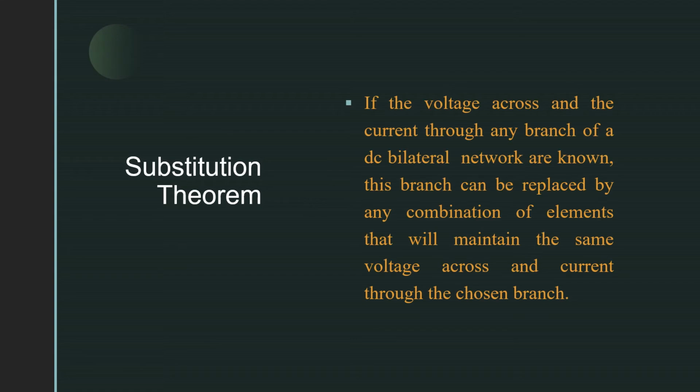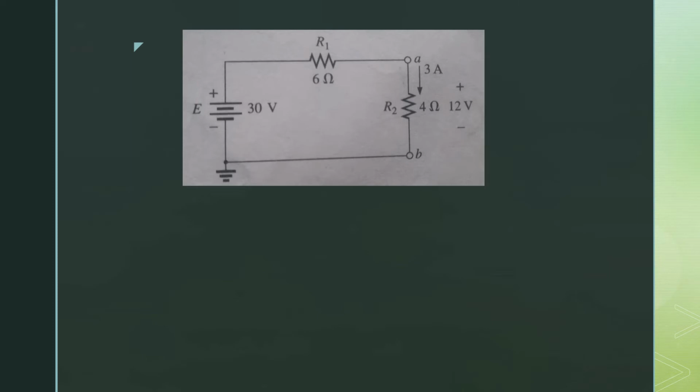Substitution theorem states that if the voltage across and the current through any branch of a DC bilateral network are known, this branch can be replaced by any combination of elements that will maintain the same voltage across and the current through the chosen branch. So, in order to understand the substitution theorem, let us take an example.